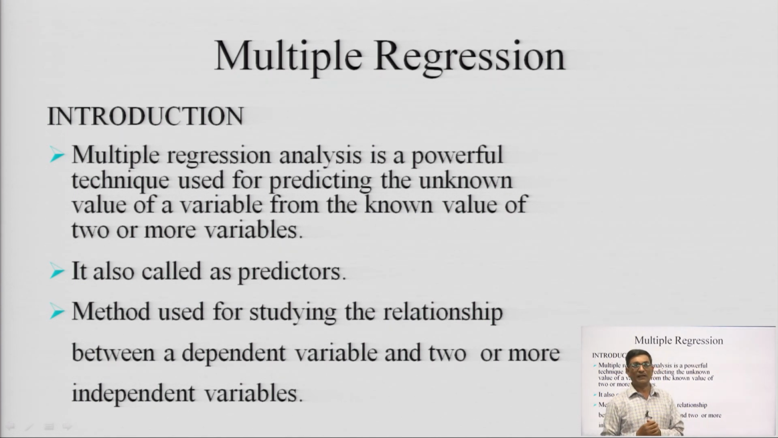The independent variables are also known as predictors, because they predict the value of the dependent variable, or sometimes they are also called explanatory variables. So multiple regression is a method used for studying the relationship between a dependent variable and 2 or more independent variables.